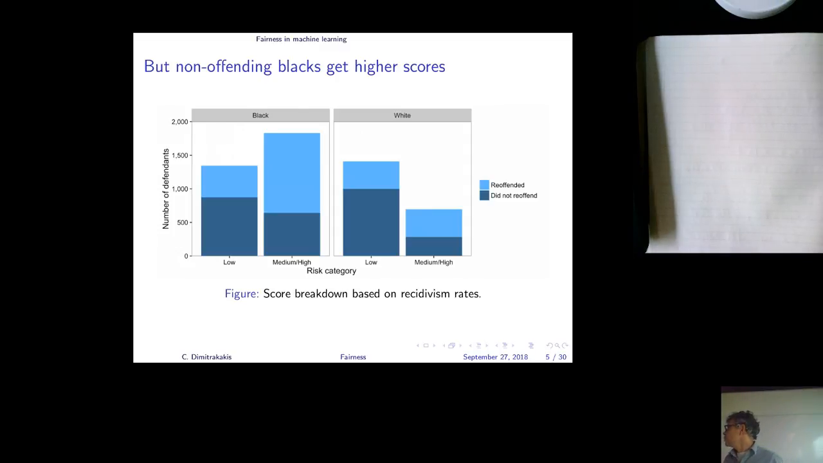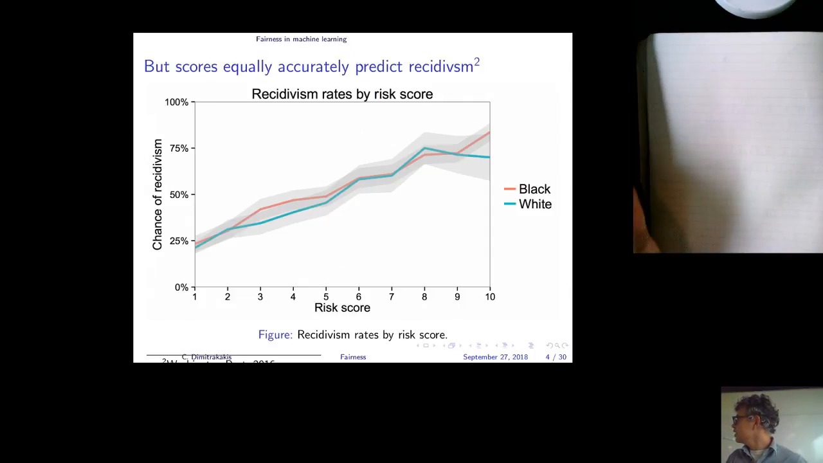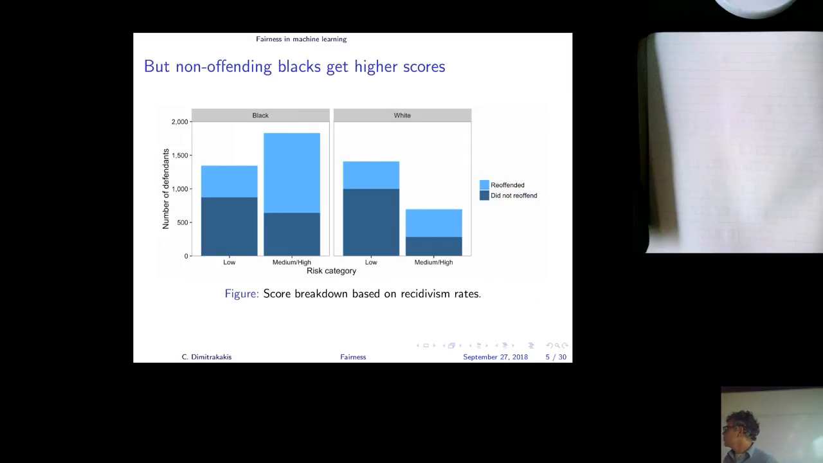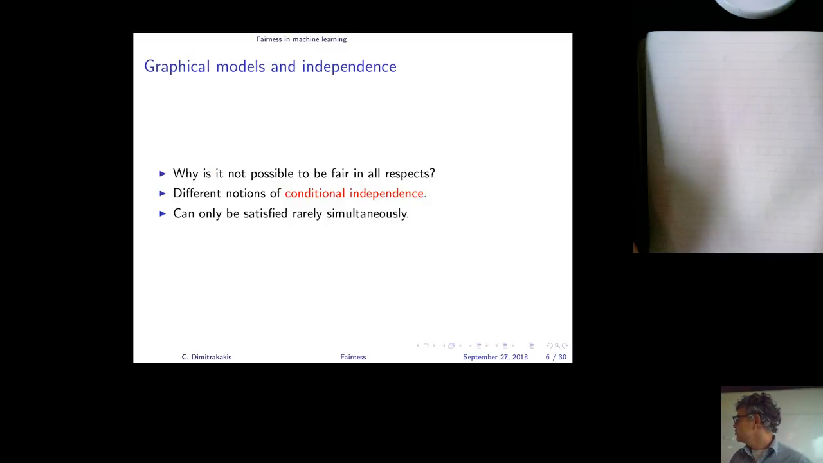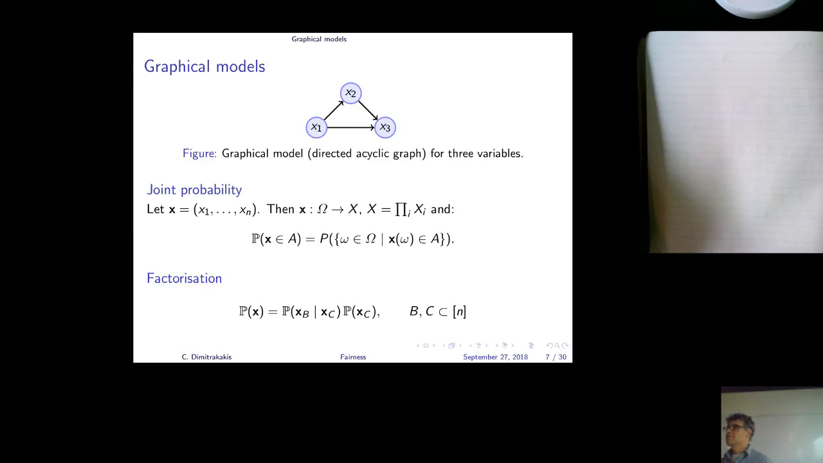Or you can think about it the other way around. You can say, given your decision, the actual likelihood should be independent of the race. Here it's the other way around. Given the outcome, your decision should be independent of the race. But these are all types of conditional independence.